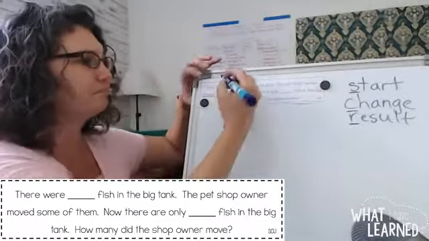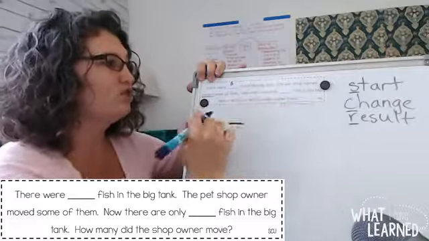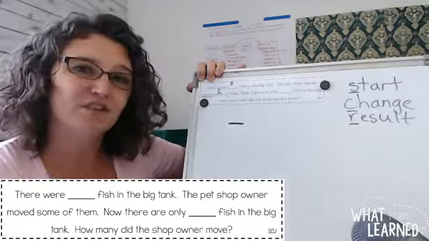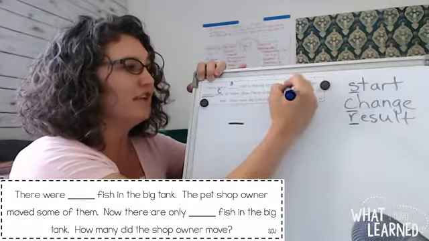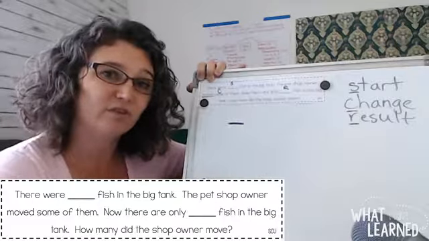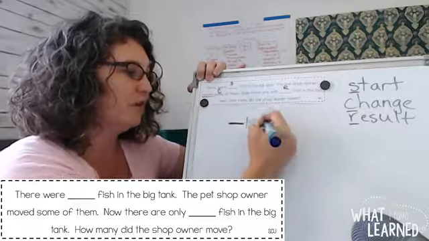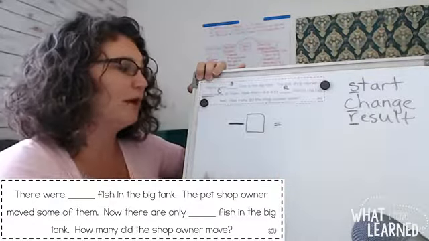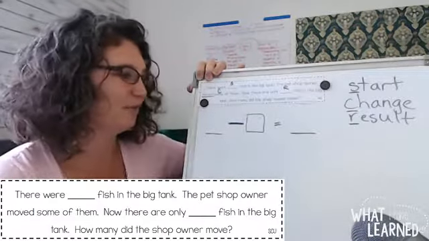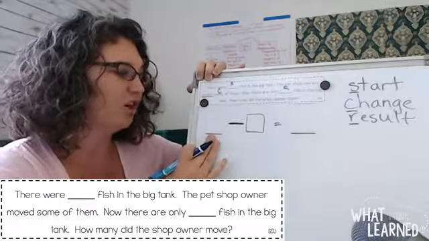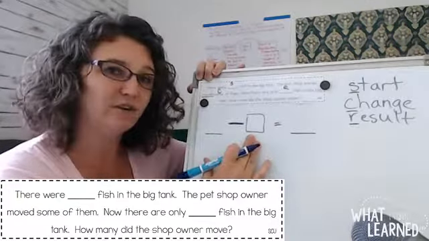So in this one, it's separate. Up here, there were blank fish in the fish tank. There's your start. The pet shop owner moved some of them. There's the change. And we don't know what the change is yet. Now there are only blank fish in the tank. There's your result. We know what the result was and we know what the start was, but we are solving for that change. So my word problem then becomes, I usually don't put in this many blank spaces because we'll have numbers at this point, but your word problem becomes a start plus a change or minus a change equals result, and we are solving for that change.